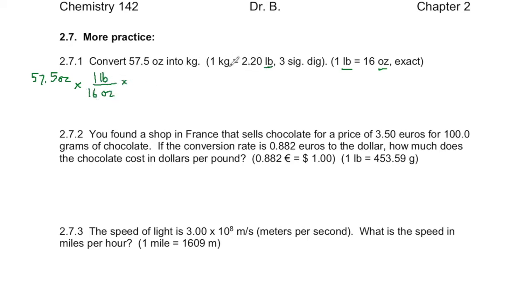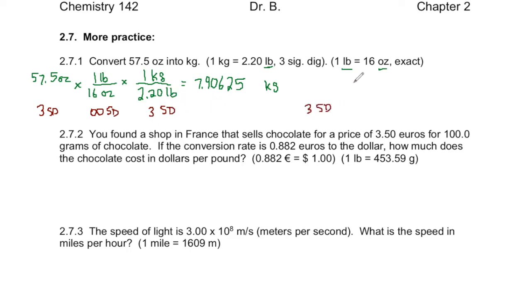Now we have a relationship between pounds and kilograms, so let's use that. That will give us kilograms. We are multiplying something with 3 significant digits by something that is exact by something that has 3 significant digits. So we are going to want 3 significant digits. So we have 7.91 kilograms.